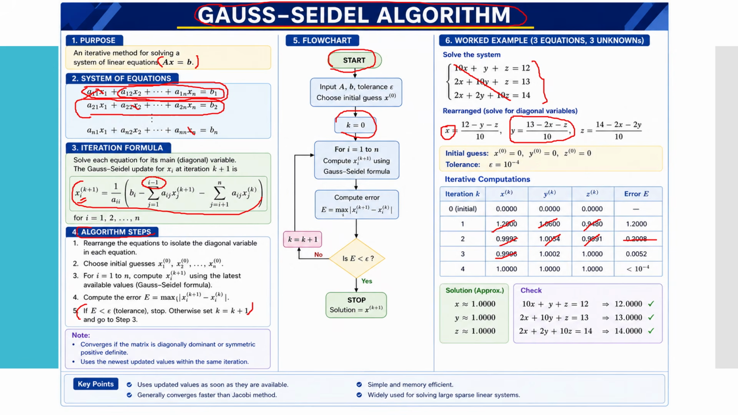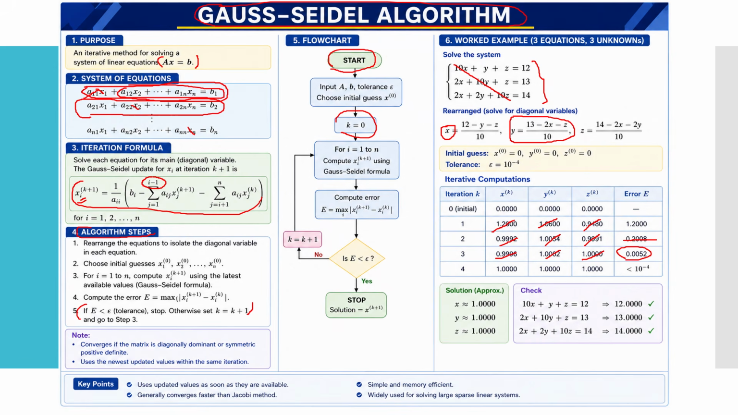Again, for y also, we'll replace the value of x with the new one, and the value of z with the old one, 0.9891, and we calculate the same. Again, for z, we use the newly calculated value of the second iteration, and we get 1.0. So again, the maximum error is calculated by taking the difference between this new iteration and the previous iteration.